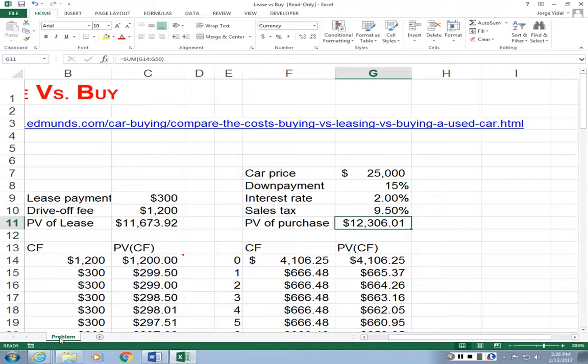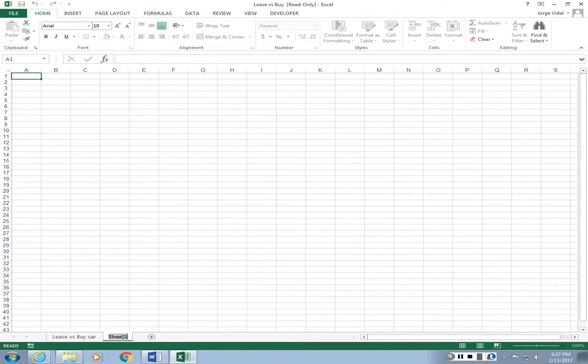But let's call this one lease versus buy car. So we can give it a name. And then I'm going to make a new one, and I'm going to call this one perpetuity.